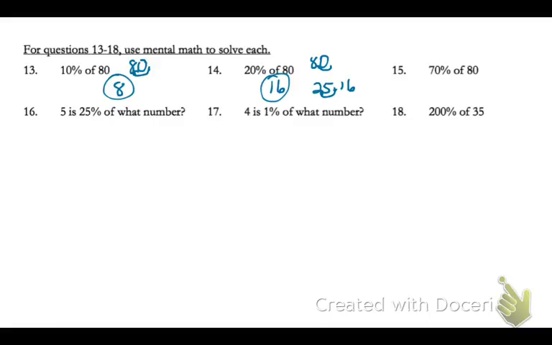Number 15, we'll use what we know from 13 and 14 to help us. So 70% of 80. Well, we know that 10% is 8. So if we take that times 7, that will give us 56. So 56 is 70% of 80.